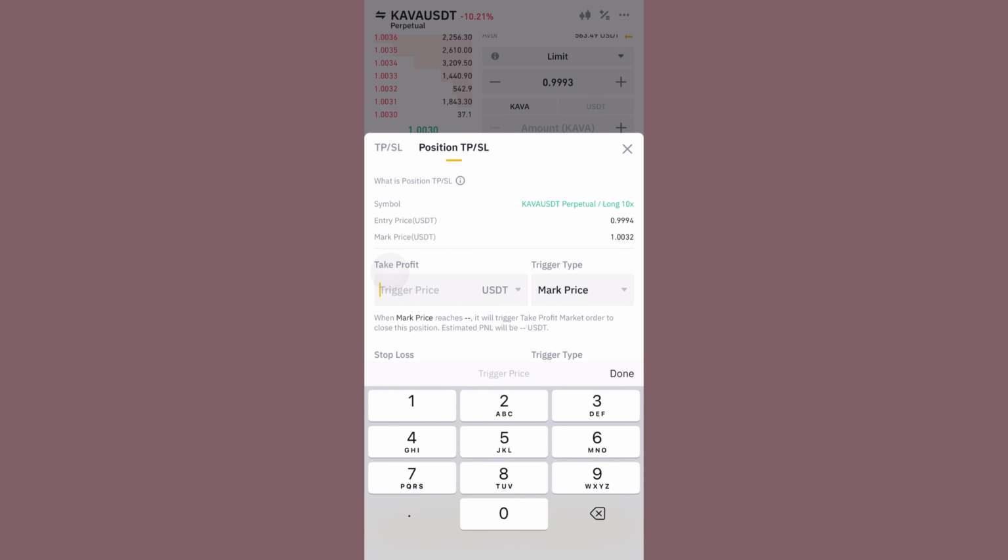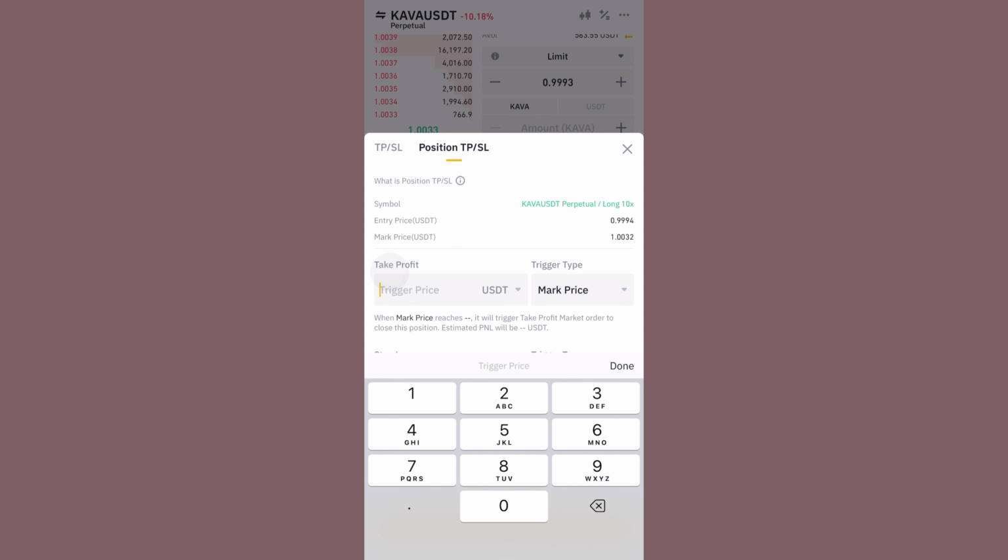So the take profit here, I'm going to say take profit at 1.02. Now it is written that when market price reaches 1.02, it will trigger a take profit market order to close the position. Estimated PNL will be 12.88 USD. So I am going to make $12 from this trade when it hits my target.